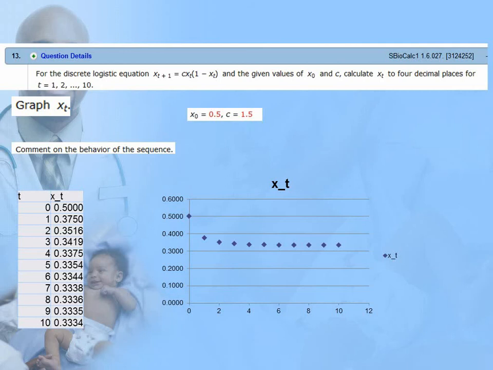So tell me what's happening to the graph. Then comment on the behavior of the sequence. What's happening to this? It's decreasing and flattening. It's decreasing and plateauing or flattening, right? And where's it flattening at? You can look at the numbers.